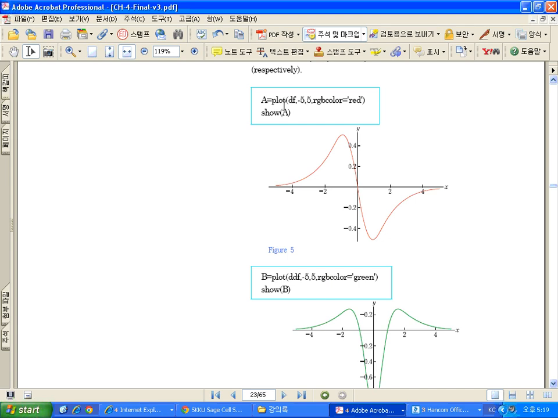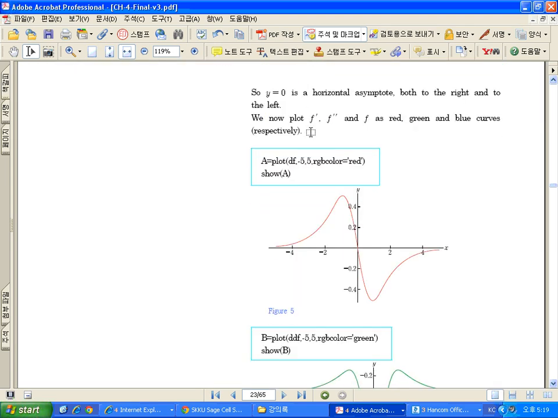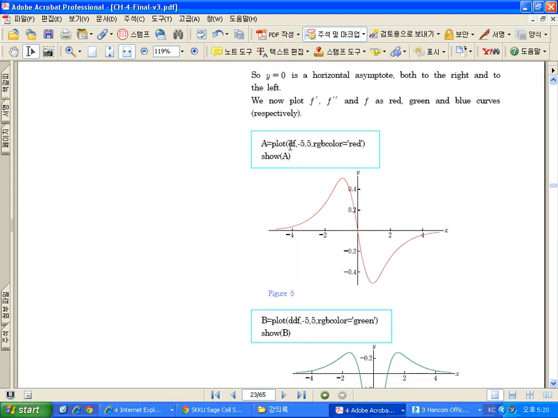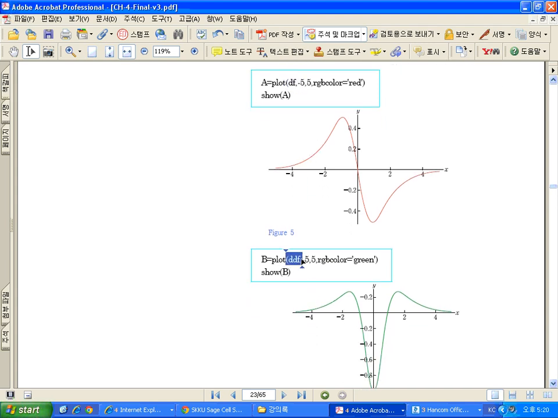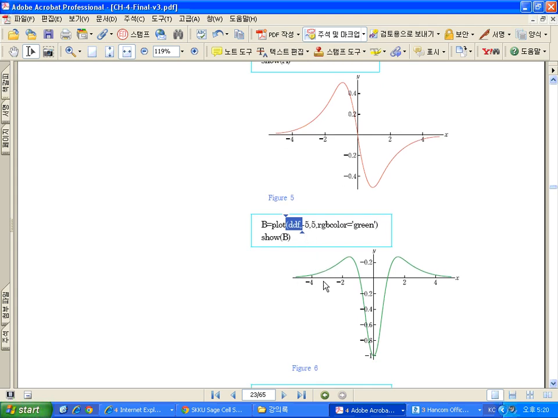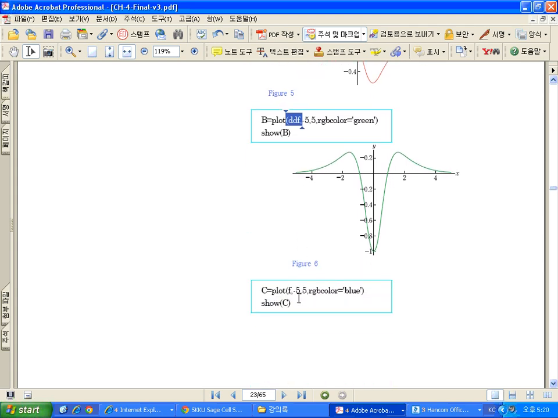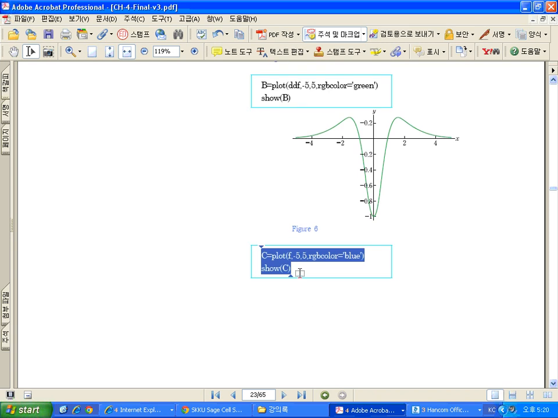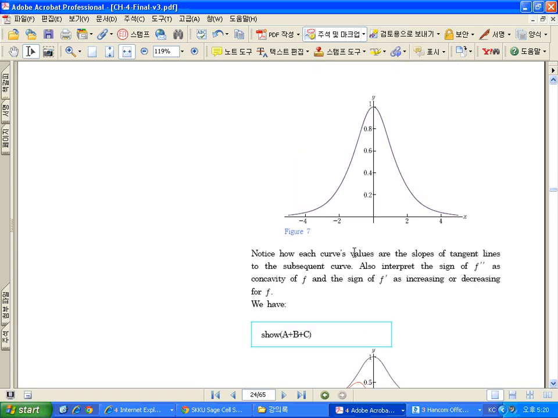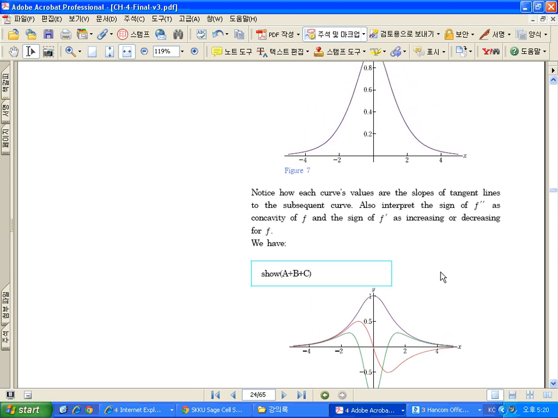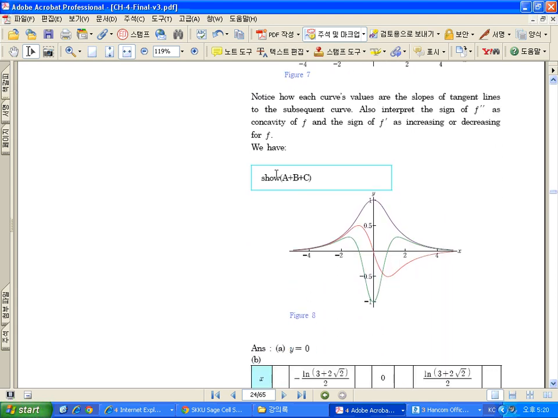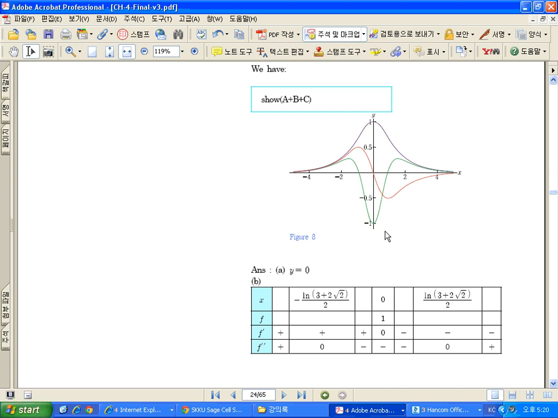This is the graph of the first derivative of a given function. This is the graph of the second derivative of a given function from -2 to 5, and this is the original function f. So this is blue. As you see, the blue function is the original function. The first derivative and second derivative are all shown in one graph.